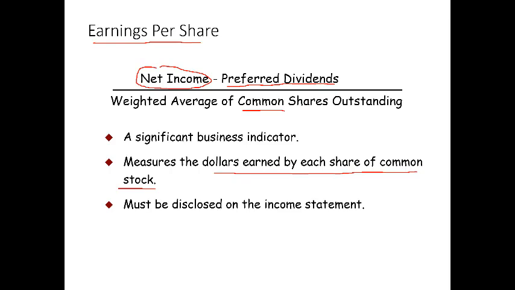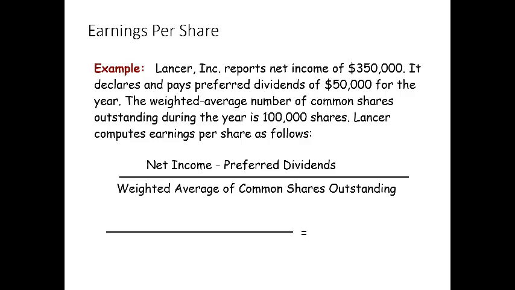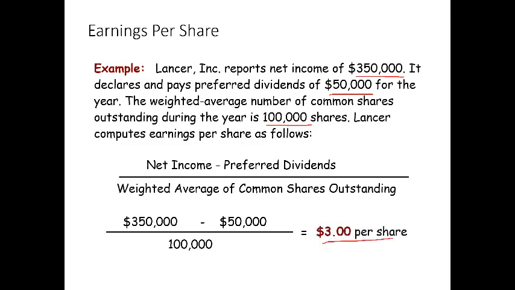It's a significant business indicator, like we said. Analysts are forecasting it, it's used in compensation contracts, and it has to be disclosed on the income statement. GAAP requires this. So here's an example. Lancer Incorporated reports net income of $350,000. It declares and pays preferred dividends of $50,000 for the year. The weighted average number of common shares outstanding was 100,000 shares. So how do we calculate earnings per share? Well, net income minus preferred dividends over the weighted average number of common shares outstanding. We have all the numbers, we just plug them in, and we get $3 per share.